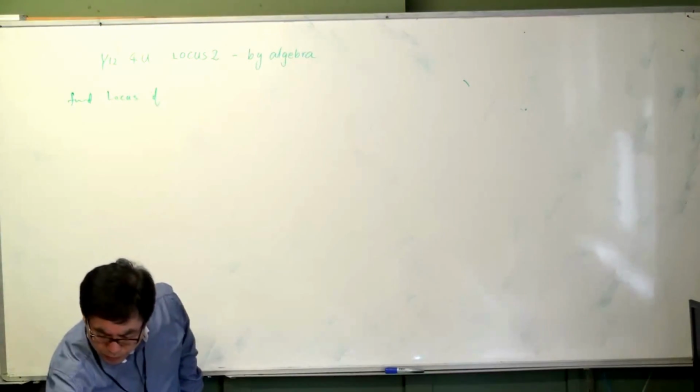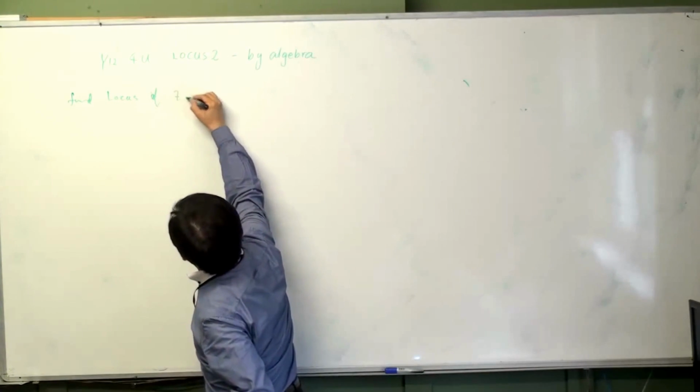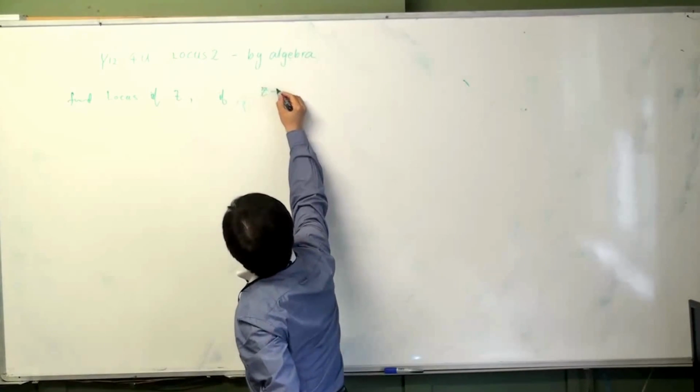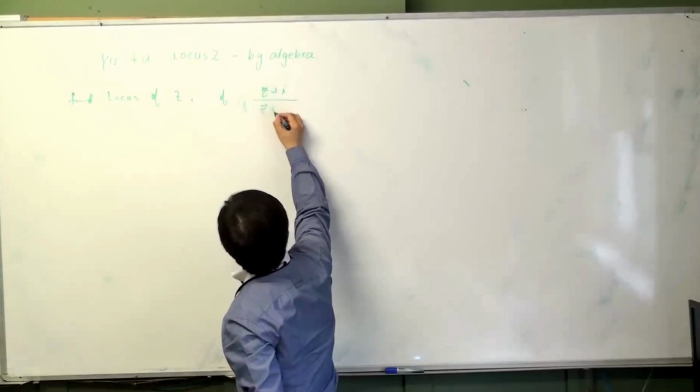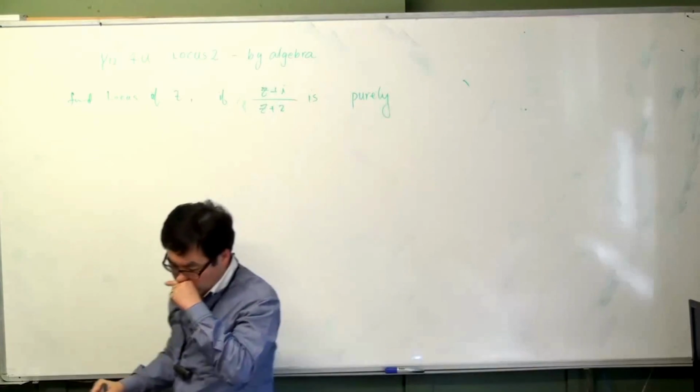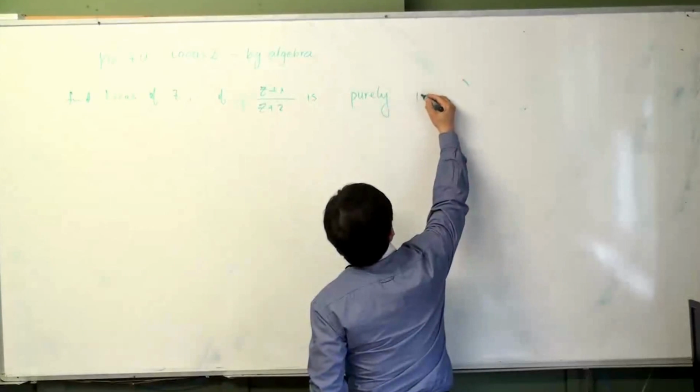So algebra 1. Find the locus of z, if z plus i divided by z plus 2 is purely imaginary.